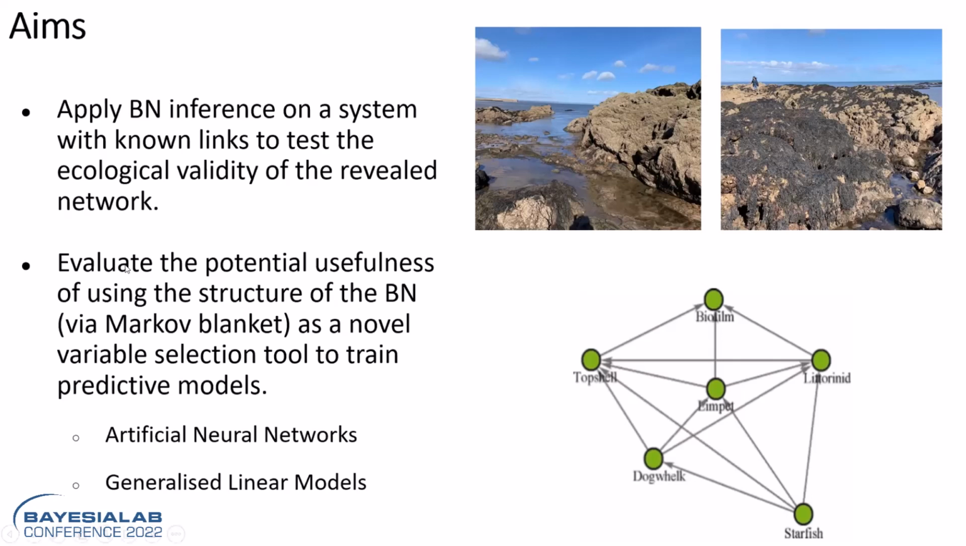And then I will evaluate the potential usefulness of the structure of the reviewed networks through the Markov blanket as a novel variable selection tool to train predictive models. So what I'll be doing is training artificial neural networks and generalized linear models with no variable selection and with variable selection. To give an example, let's say I want to predict the presence of top shell. On one hand, you could essentially train a model with everything in the network. On the other hand, you can use the Markov blanket of top shells to do variable selection to reduce the number of dimensions in your predictive model.